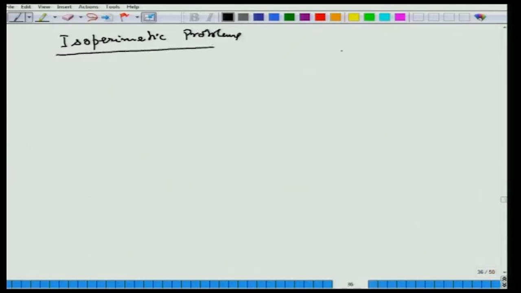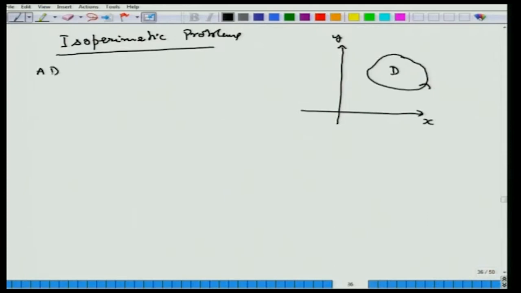So, here we have the following picture. In the xy plane, a certain curve C is given of fixed length and it is enclosing the area D. So, we know that the area of D is this double integral dx dy, subject to the condition.